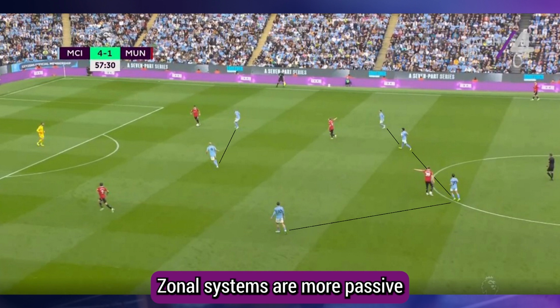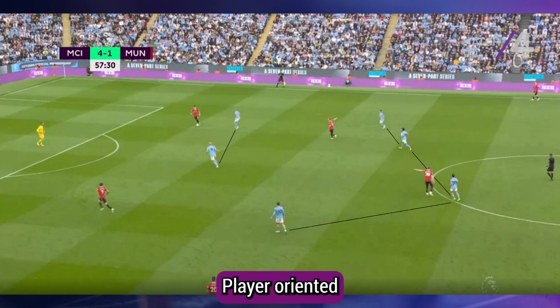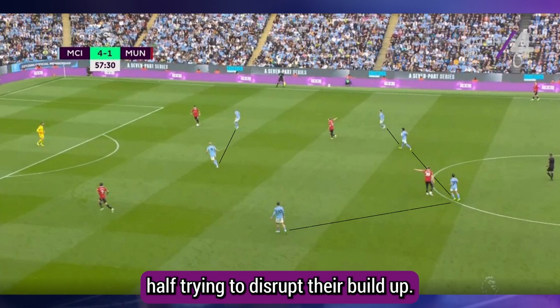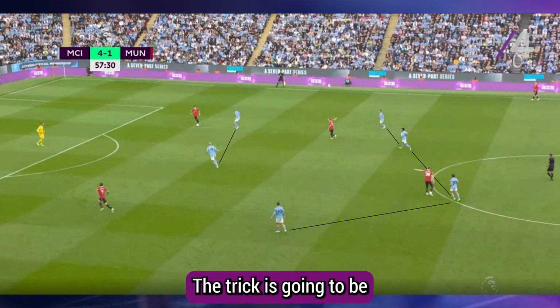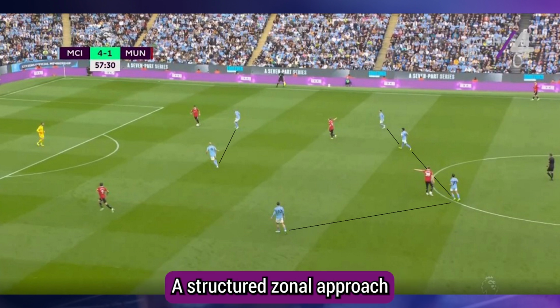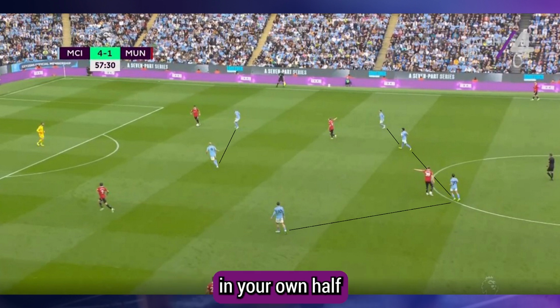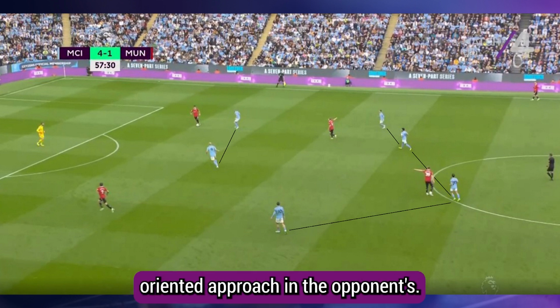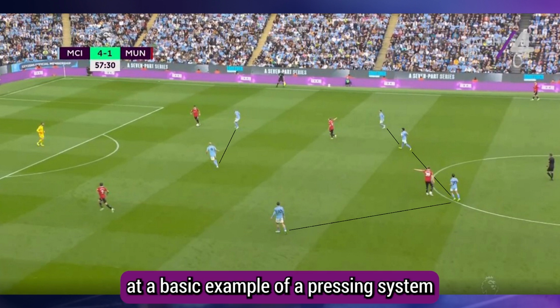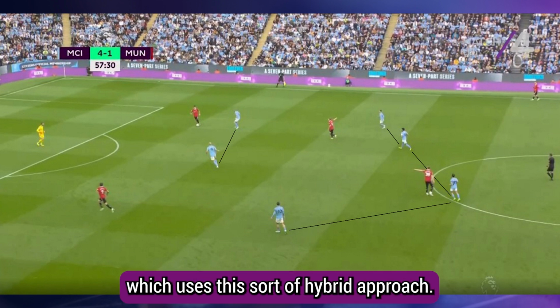We've already talked about how zonal and player-oriented systems are opposite sides of the same coin. Zonal systems are more passive, and tend to cover space in the defending team's own half. Player-oriented systems are more front foot and tend to begin in the opposition's half, trying to disrupt their build-up. The trick is going to be to develop systems which allow these two approaches to coexist: a structured zonal approach in your own half with a more disruptive player-oriented approach in the opponent's. Let's take a look at a basic example of a pressing system which uses this sort of hybrid approach.